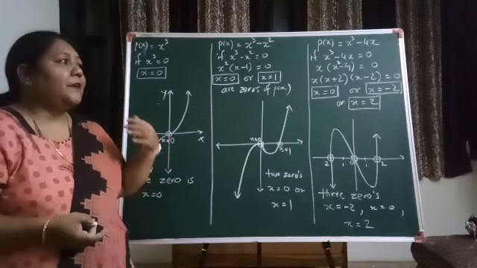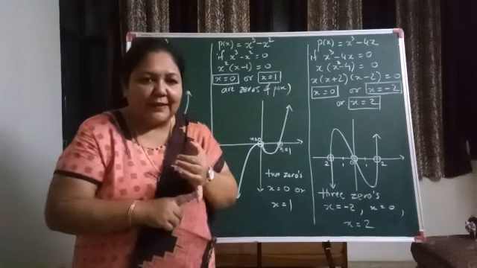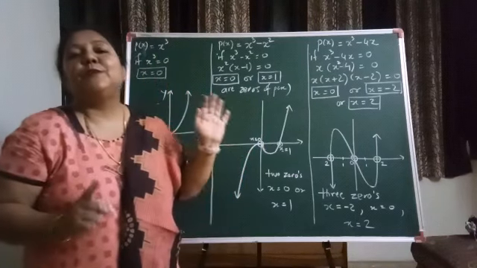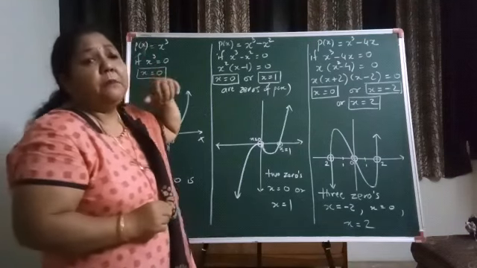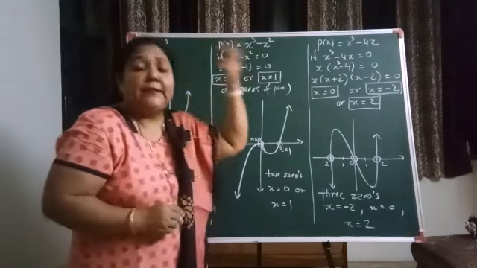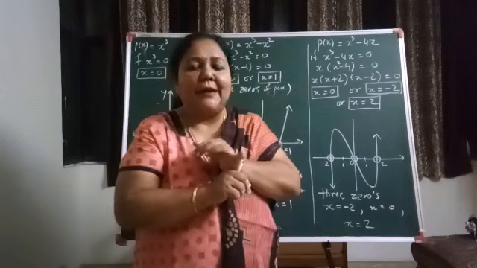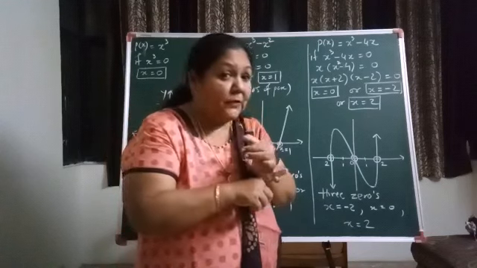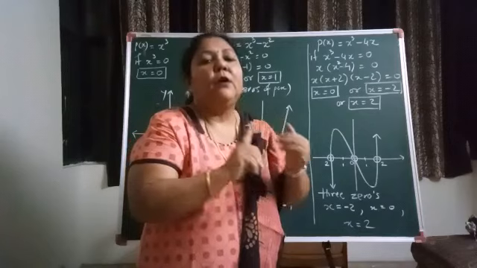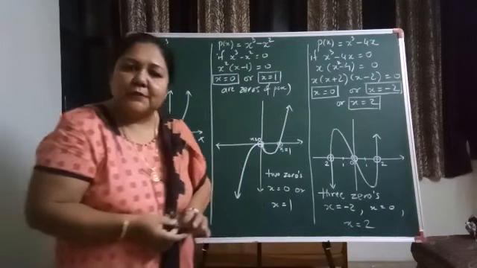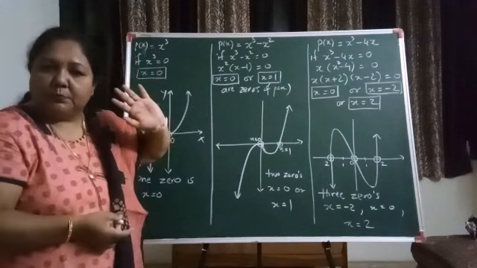Okay, now you saw zeros of linear, you saw zeros of quadratic, and today we are going to see zeros of a cubic polynomial. Now the degree of a cubic polynomial is 3. So maximum how many zeros can it have? It can have 3 zeros, it can have 2 zeros, it can have 1 zero, or it may not have a zero at all. Now let us see, p of x is equal to x cube.